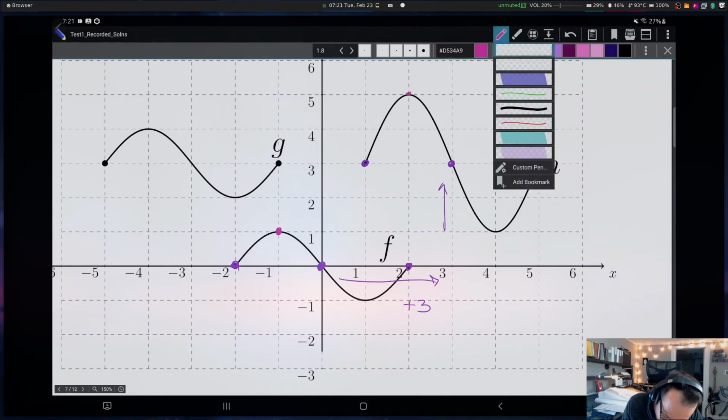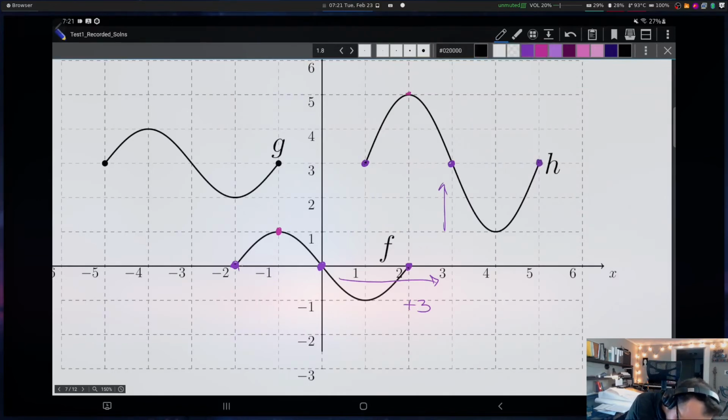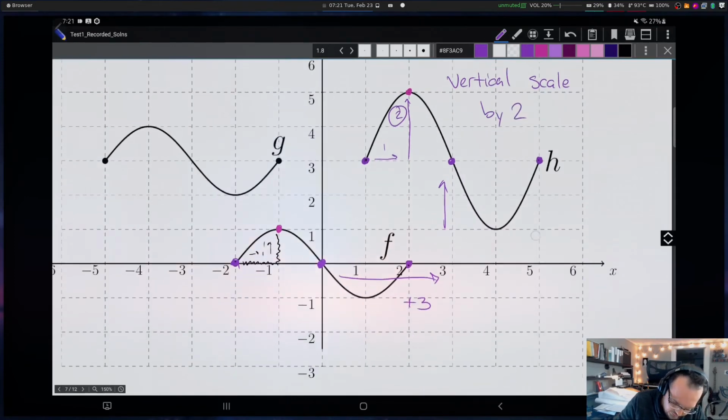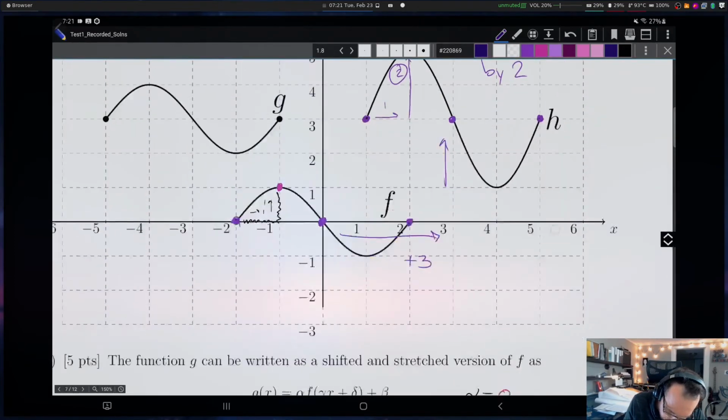How am I going to figure out what that is? Well, I can see here that to get from this special point to this special point, I kind of go over by 1 and up by 1. And what's happening in this case? Here I need to go over by 1, and now I need to go up by 2. So I need to kind of double the vertical distance that I'm traveling. So this is telling me that I need a vertical scale by 2.